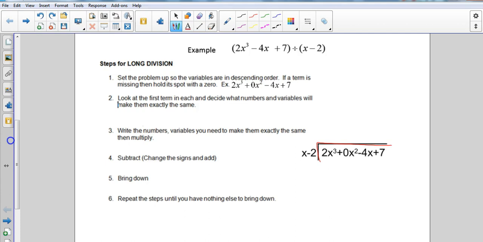The only difference is, notice, I have an x cubed and x to the 1, but I have no x squared. So in this case, whenever you have long division, you need to put in a filler space for any missing exponents. So for example, if we had x cubed and x squared, but we didn't have x, we have to put in a 0x to save that spot. So we write 2x cubed plus 0x squared minus 4x plus 7.